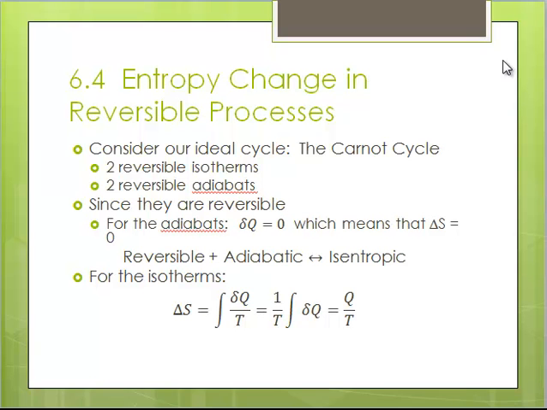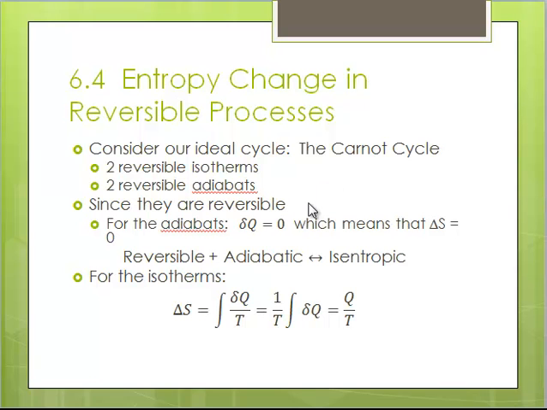So I'd like to next look at the entropy change in reversible processes. We've already discussed the Carnot cycle and that it's an idealization of reality. It's the best possible way that a heat engine can perform. It's got two steps that are reversible and isothermal, and two steps that are reversible and adiabatic. So let's see if we can analyze those two steps.